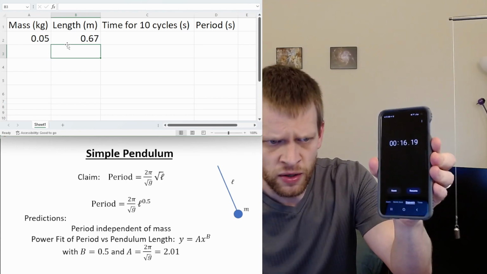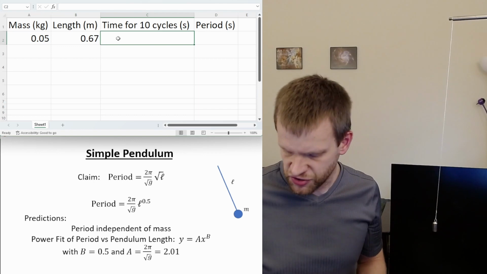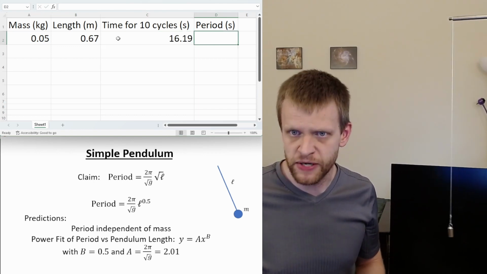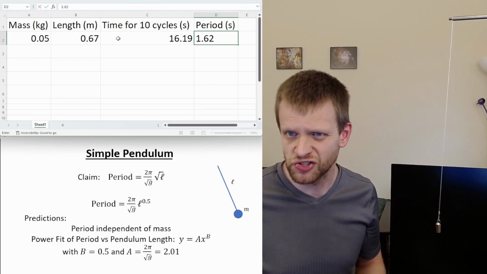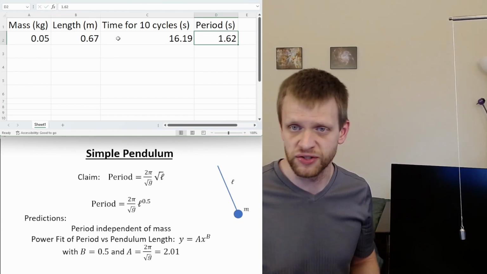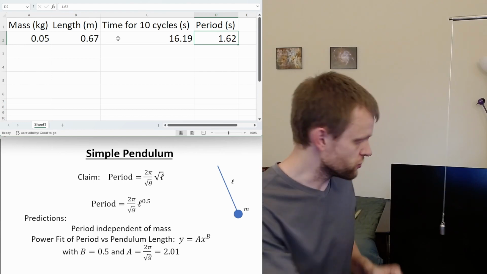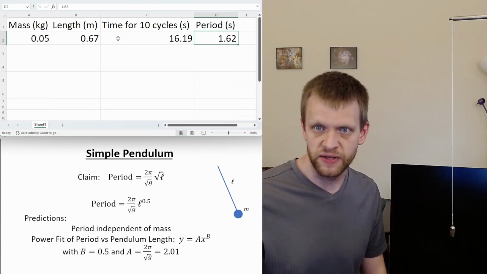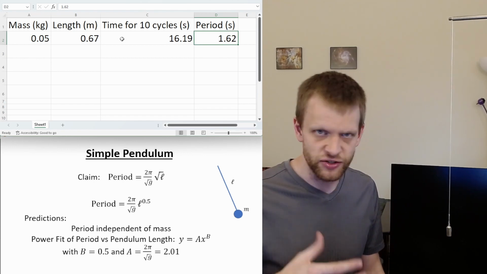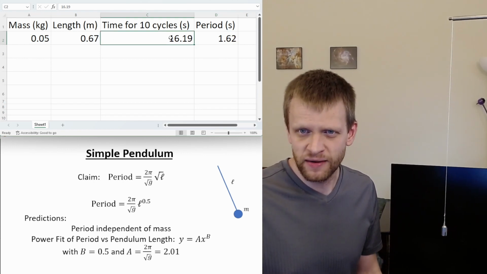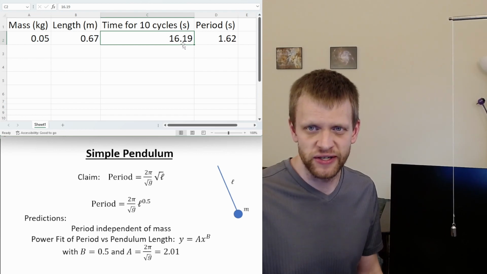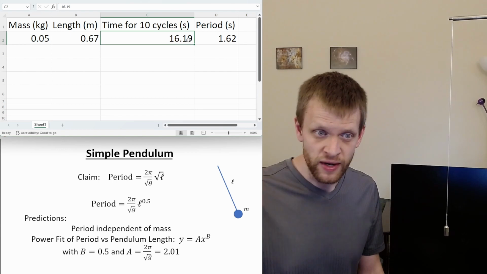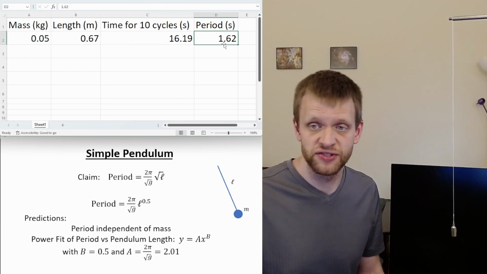Okay, so I got 16.19 seconds for 10 cycles. So that means the period is approximately 1.62 seconds if we round that to 3 significant figures. Again, my ability to start and stop the timer exactly right is going to be a little bit off, but if it's a little bit off for 10 cycles, when I divide by 10, that small error is going to get 10 times smaller.